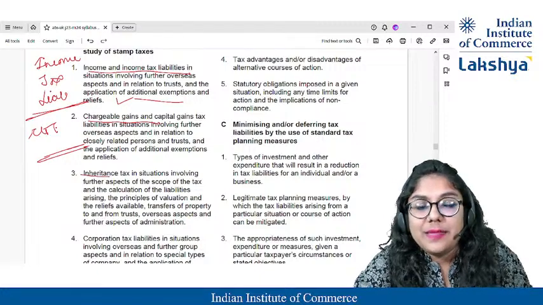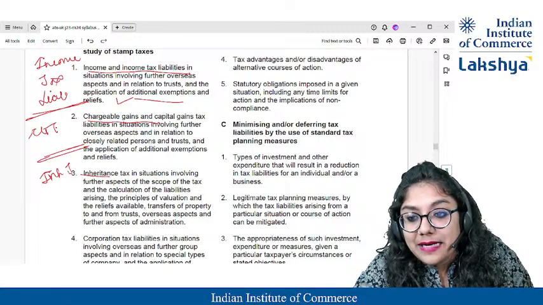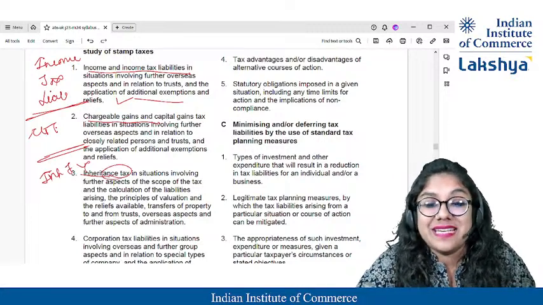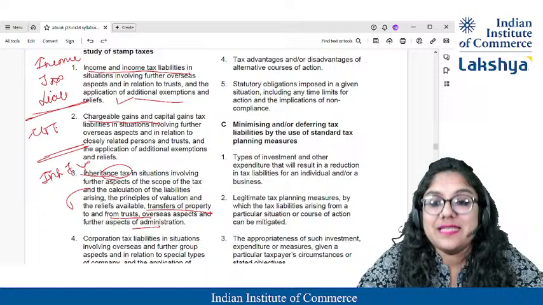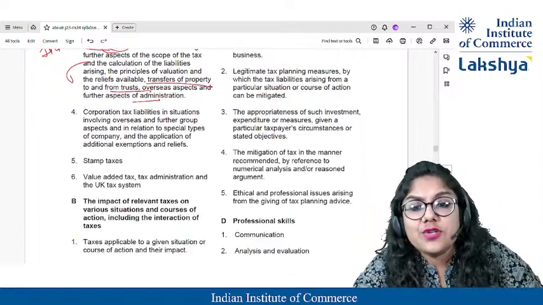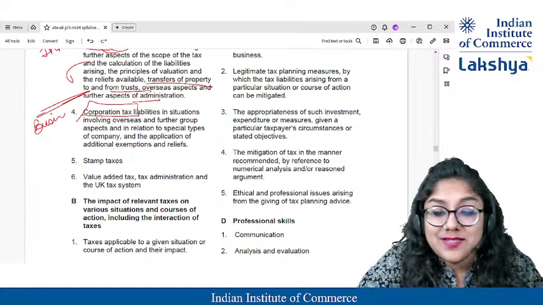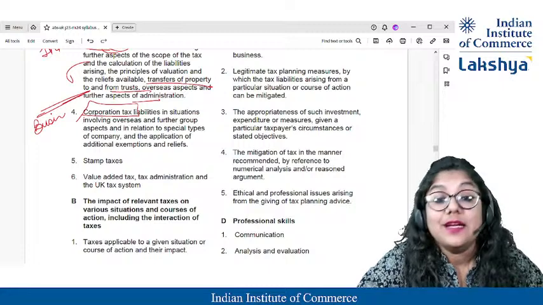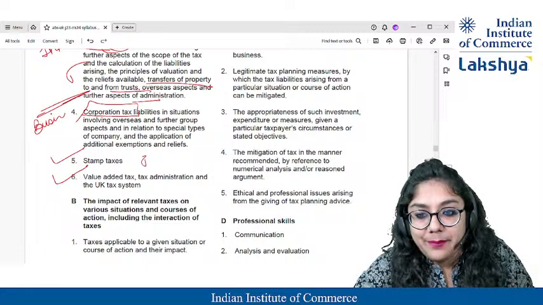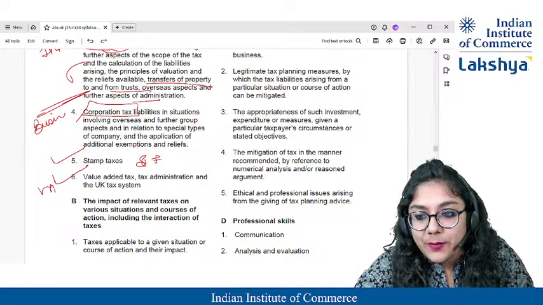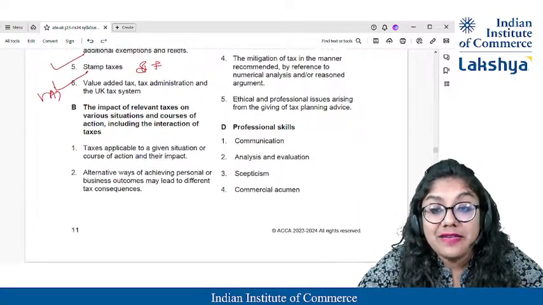If my dada, pardada, meaning my grandfather, has given me any inheritance, I'll be learning inheritance tax also. It is a situation which I need to learn, along with transfer of property, trusts, overseas matters, etc. If I'm engaged in any business, then I'll also be learning corporate taxes. Just imagine how much knowledge you are getting to learn, right? Then we'll have stamp duty and VAT, stamp duty land tax and value added tax. After that, I need to know the impact of relevant taxes also.